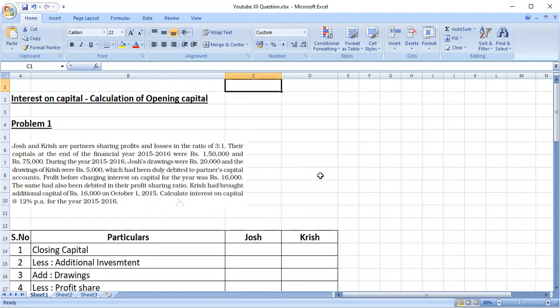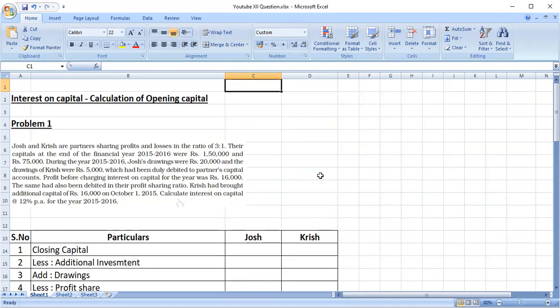And in the sample question paper 2020-2021, they've slightly changed the question pattern, and hence the way you work out the calculation of opening capital should also be changed to a certain extent. The basic concepts are the same, but they've given a small twist in the question which requires you to think a little differently. This video will also be relevant for CA Foundation students as this is also part of their syllabus.